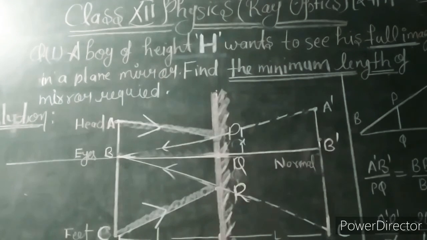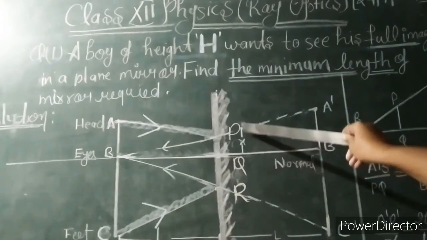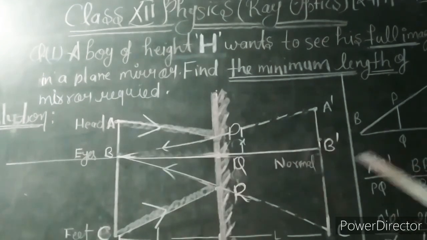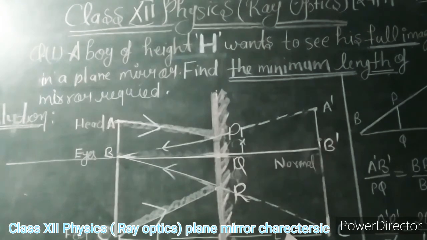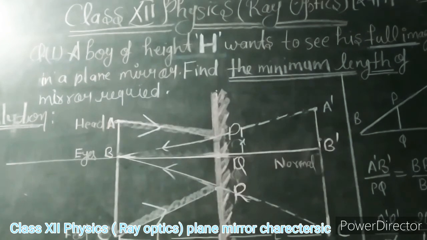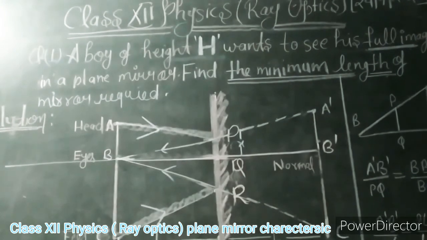Then we will get A dash B dash divided by PQ equals B B dash divided by BQ. If we consider this distance PQ, then PQ is equal to X. We put in the value X here. If this length B B dash is 2L and BQ is L, then we will get A dash B dash is equal to 2X.